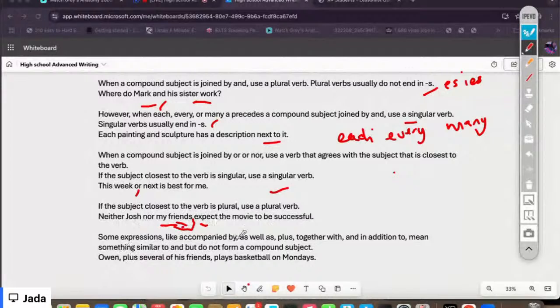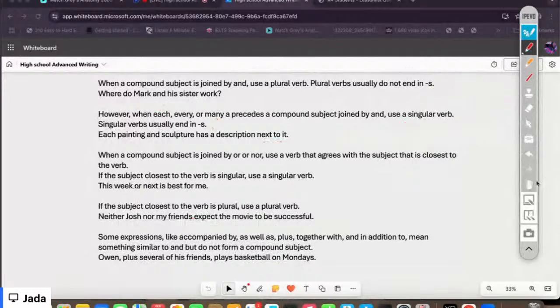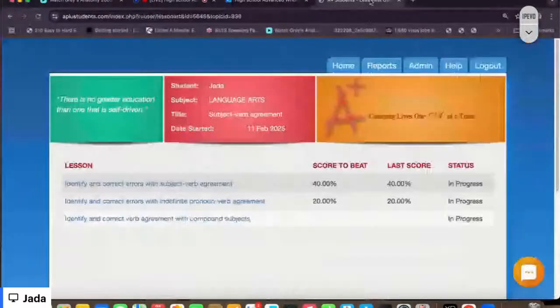Some expressions like accompanied by, as well as, plus, together with, and in addition to mean something similar to and but do not form a compound subject. So Owen plus several of his friends plays basketball on Mondays. Okay, so let's go have some examples here.